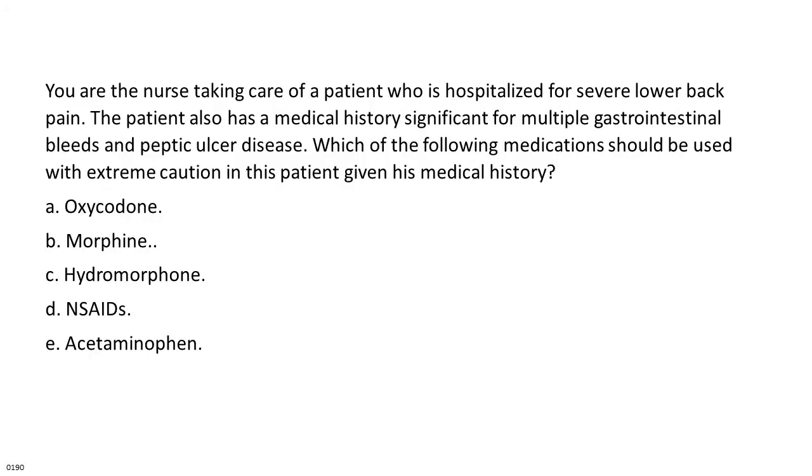You are the nurse taking care of a patient who is hospitalized for severe lower back pain. The patient also has a medical history significant for multiple gastrointestinal bleeds and peptic ulcer disease. Which of the following medications should be used with extreme caution in this patient given his medical history? A. Oxycodone. B. Morphine. C. Hydromorphone. D. NSAIDs. E. Acetaminophen.